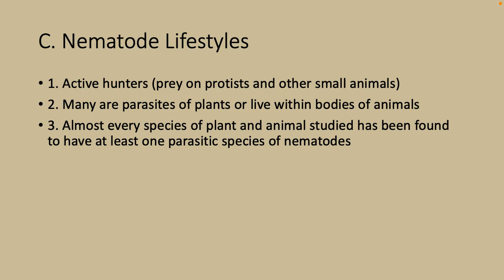Lifestyle: they are active hunters. They prey on other small animals or protists. Some are parasitic. They can be parasites of plants and animals. In every species that we've ever studied, we've found at least one parasitic species of nematode in them. So they're just everywhere.